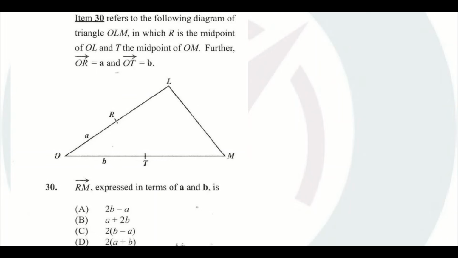Item 30 refers to the following diagram of triangle OLM, in which R is the midpoint of OL. So here is R, the midpoint of OL. And T is the midpoint of OM. Further, OR is equal to A and OT is equal to B. So based on the data here, the information now wants us to find RM.